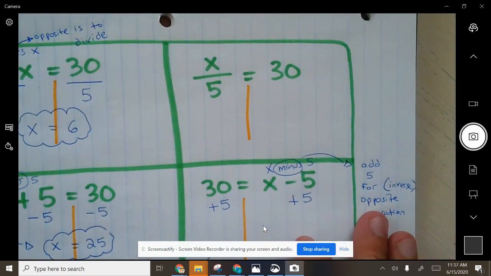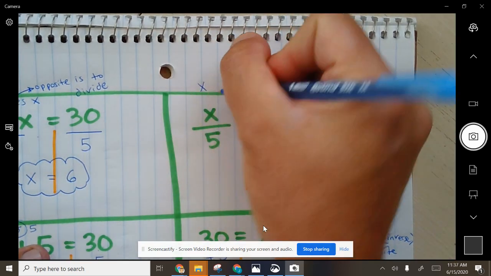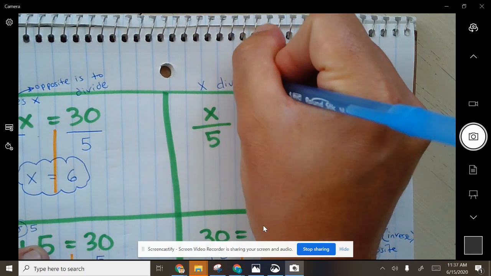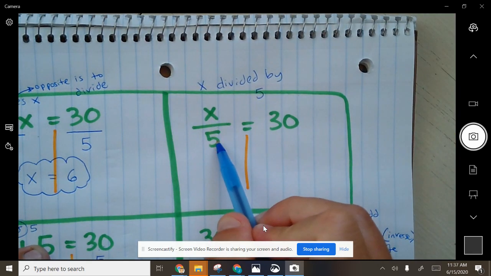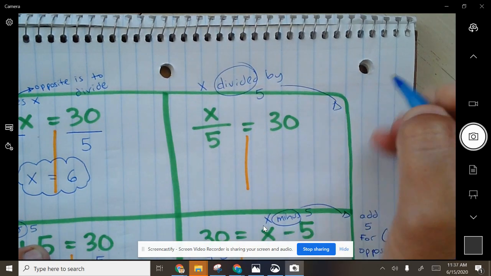And then up here, what is this one? This is x divided by 5, right? x divided by 5. What's the opposite of division?